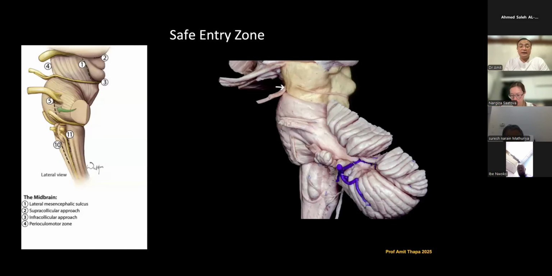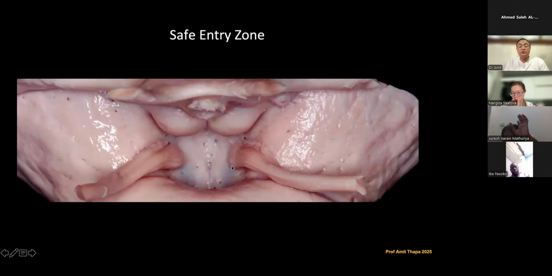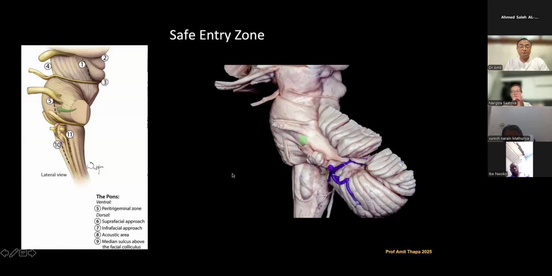The other safe corridor is the perioculomotor zone. This is in the interpeduncular fossa, and this is how it appears when you attack it from the front. This is the basilar artery. This is the superior cerebellar artery, the SCA, and the PCA. Between the SCA and the PCA, you can see the oculomotor nerve coming out. So this is the perioculomotor area through which you can go inside and remove the tumor or the pathology safely from the front.